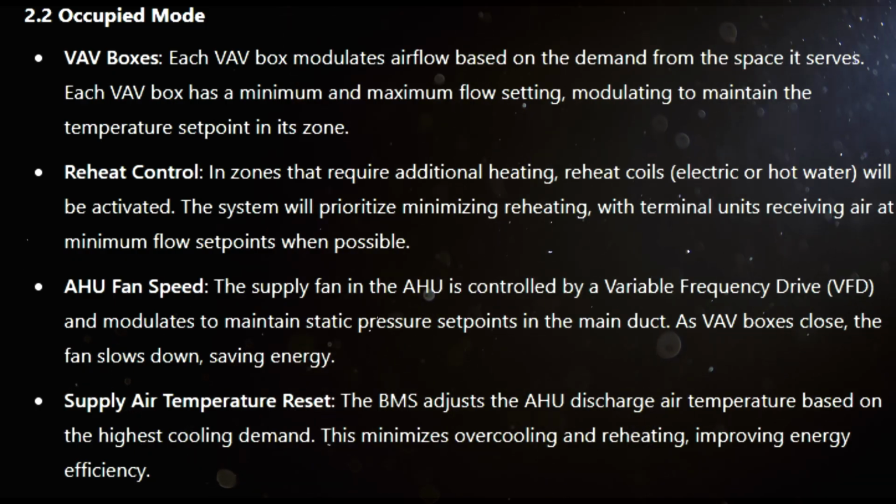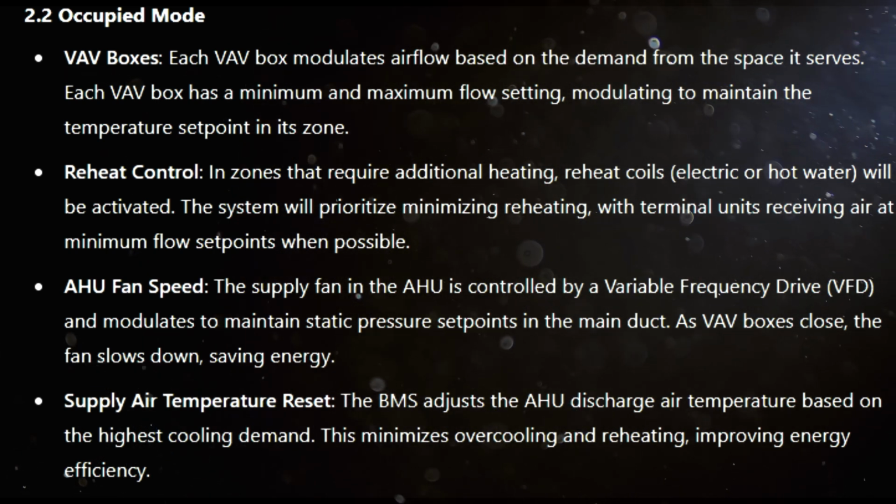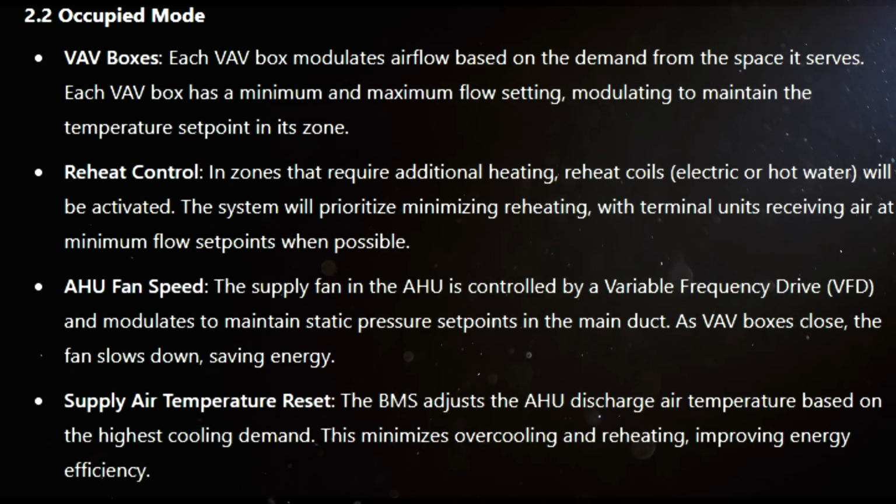2.2 Occupied mode. VAV boxes. Each VAV box modulates airflow based on the demand from the space it serves. Each VAV box has a minimum and maximum flow setting, modulating to maintain the temperature set point in its zone. Reheat control. In zones that require additional heating, reheat coils, electric or hot water, will be activated. The system will prioritize minimizing reheating, with terminal units receiving air at minimum flow set points when possible.